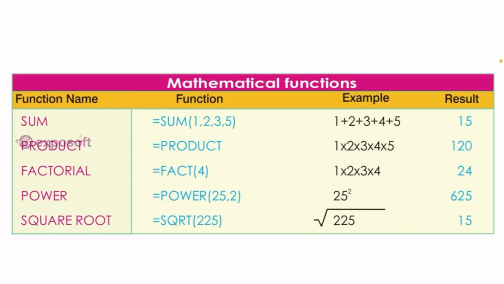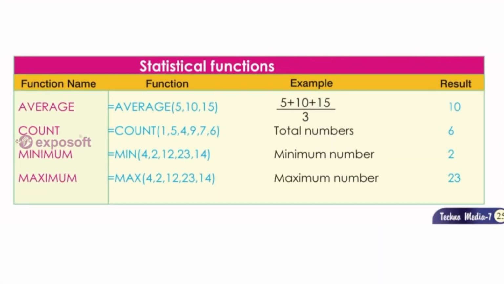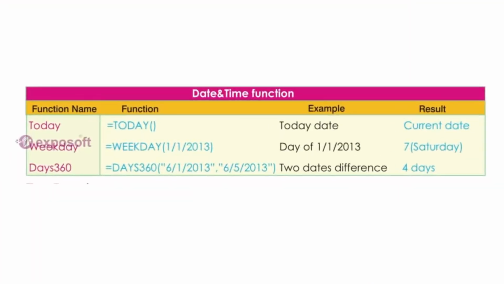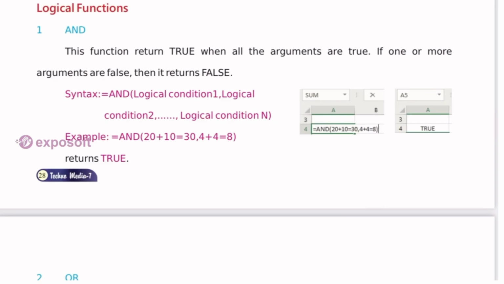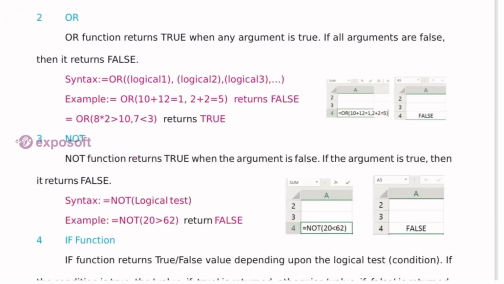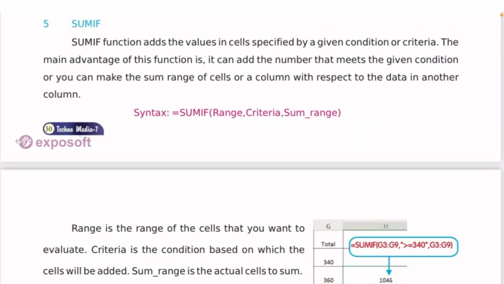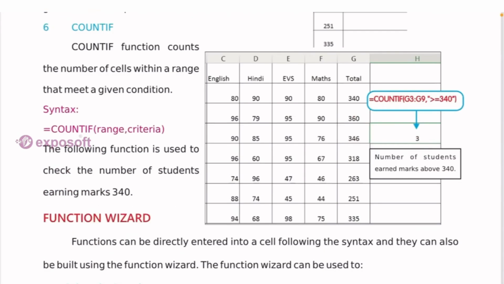The commonly used mathematical functions are sum, product, factorial, power, and square root. Commonly used statistical functions are average, count, minimum, and maximum. Under date and time functions, today, weekday, days 360 are the commonly used functions. Under text functions, left, right, mid, lower, upper, and len are used. Under logical functions, and, or, not, if function, sum if function, and count if function are used.